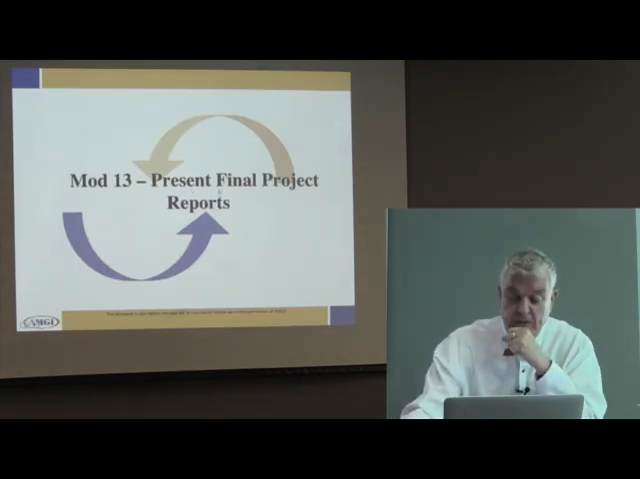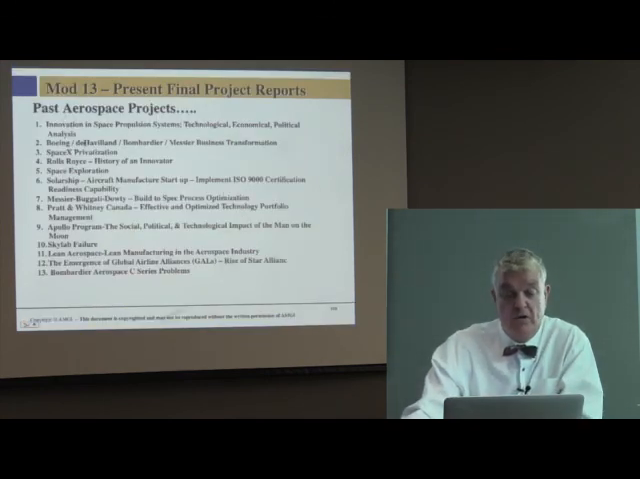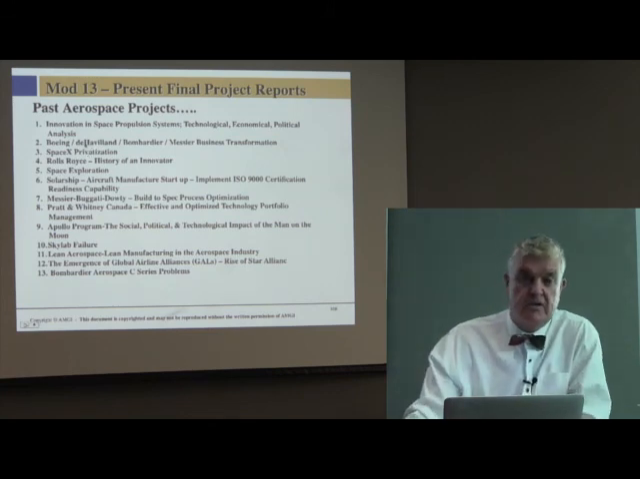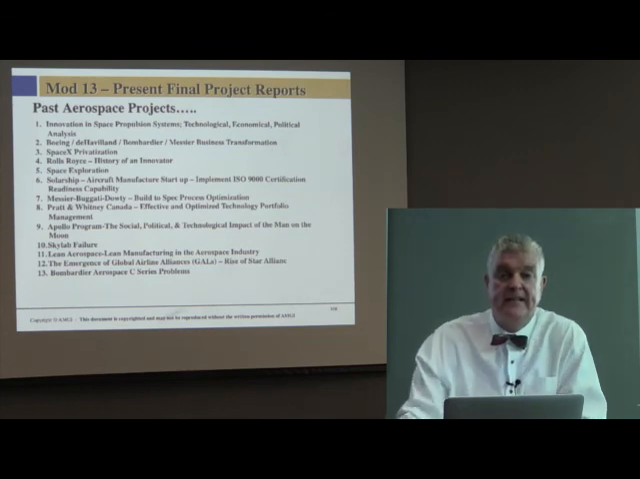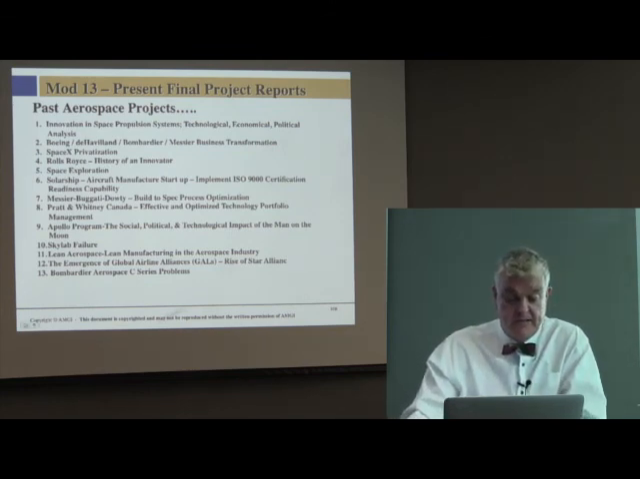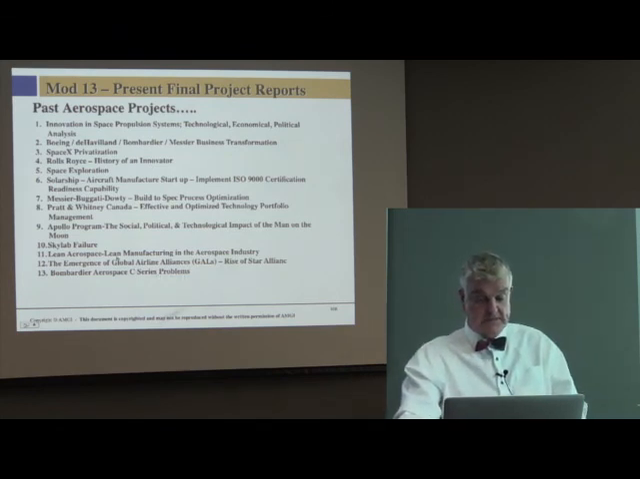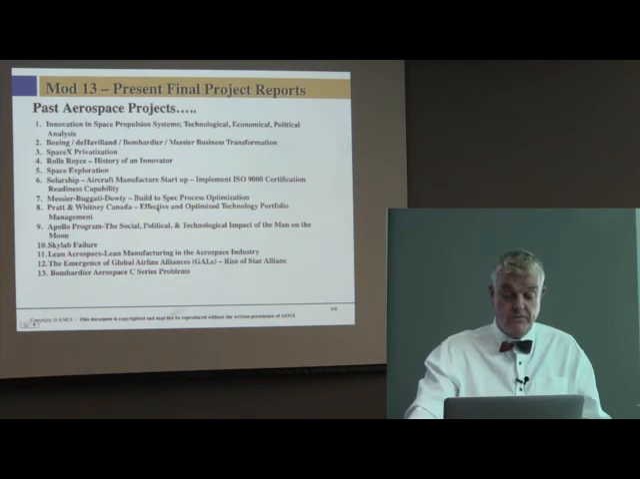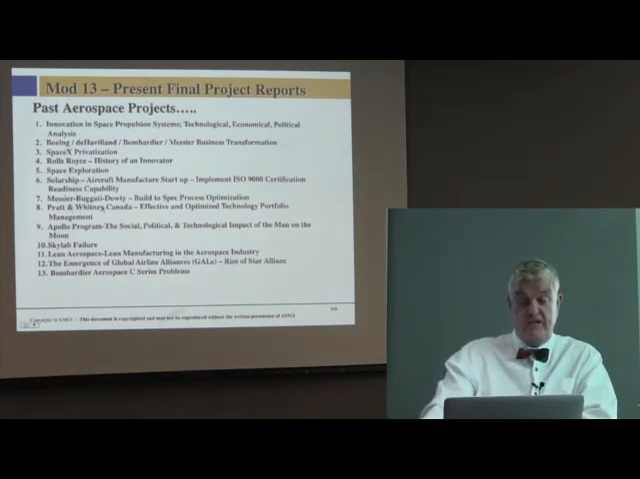Just to let you know, in Module 13, you're going to present your final projects. These are past aerospace projects from all across my courses. And you can get that off my company website. The last one was Bombardier Aerospace C-Series problems. Lean manufacturing in aerospace was one. Skylab failure, Apollo, Pratt & Whitney. So some of these were real on the job. Solar Ship, Messier-Dowty, Pratt & Whitney's were actually work that people did inside these companies.